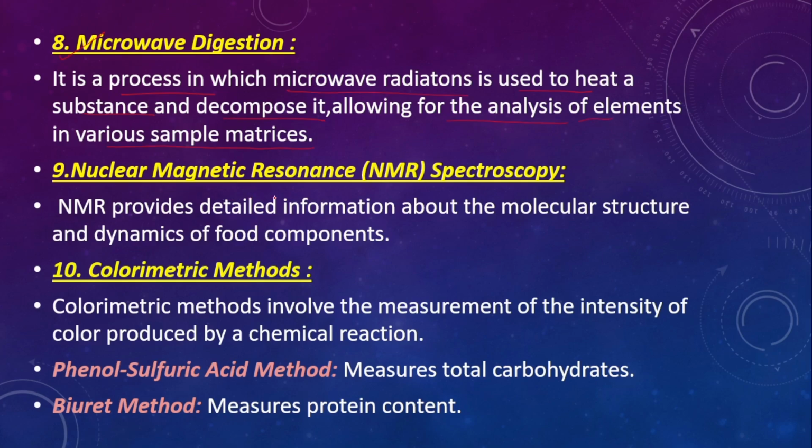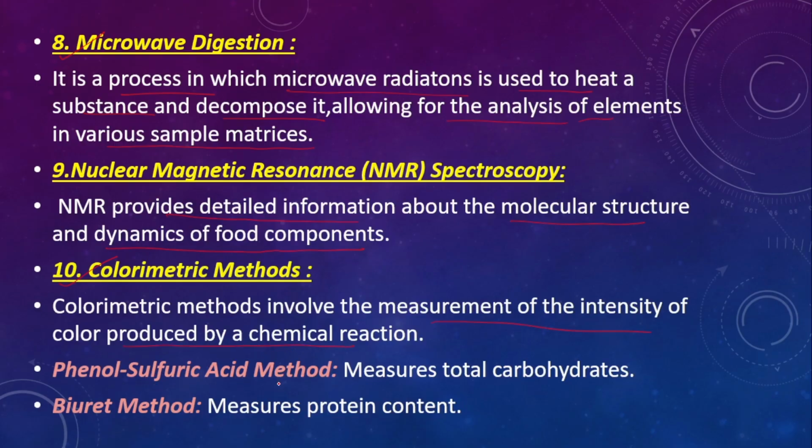And the nuclear magnetic resonance NMR spectroscopy means it provides detailed information about the molecular structure and dynamics of the food components. Next is the colorimetry methods. This involves the measurements of the intensity of the color produced by the chemical reaction.